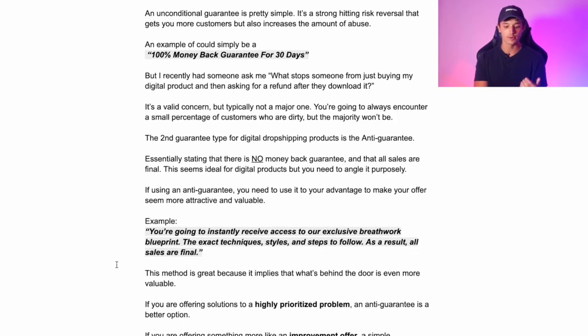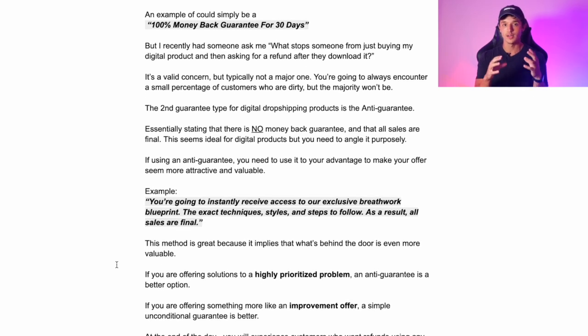So if you're offering solutions to a highly prioritized problem, I would say an anti-guarantee is a better option for you. The pain points and the problems are things we've been focusing on throughout this program so far, so that's probably the type of offer that you have. But if you're offering something more like an improvement offer, a simple unconditional guarantee is better. For example, I have a client and we sell plugins, presets, etc. for different softwares, and that's an improvement offer to an existing product. So we offer unconditional guarantees.